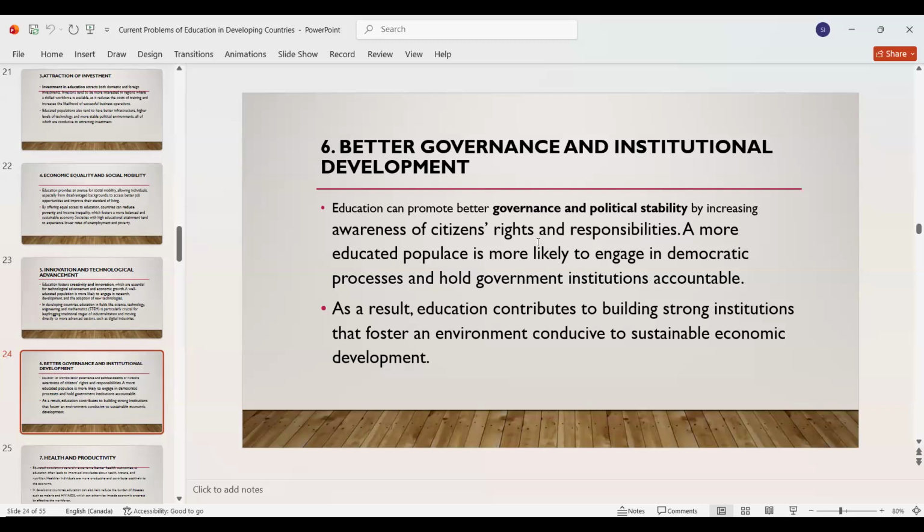Earlier, right, in the parliament, we could see most of the people with less educational qualification. But now I think they have a good educational background in the parliament also, so they can think in a way, right? A more educated populace is more likely to engage in democratic processes and hold government institutions accountable. As a result, education contributes to building strong institutions that foster an environment conducive to sustainable economic development.